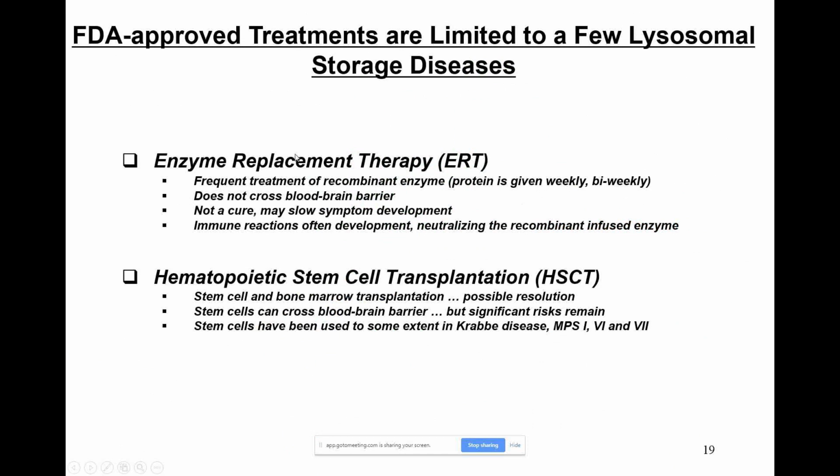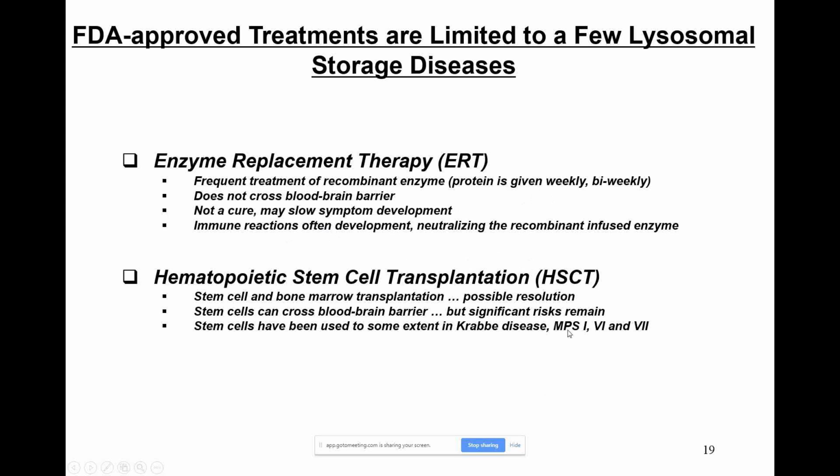I've listed some of the limitations of this type of treatment. Again, it's not a cure. At best, it slows down symptom development, but there can be some issues. You're giving a protein to the patient. Generally, large proteins don't cross the blood-brain barrier, so if you have certain lysosomal storage diseases that affect the brain, this is not a very effective treatment. Hematopoietic stem cell transplantation has its own risks.